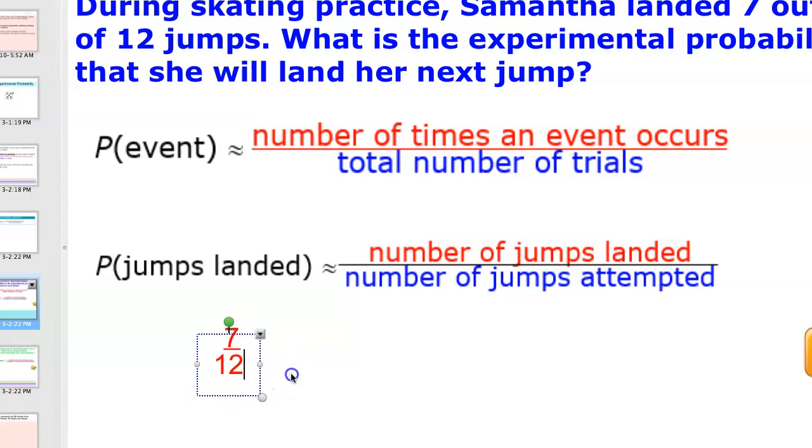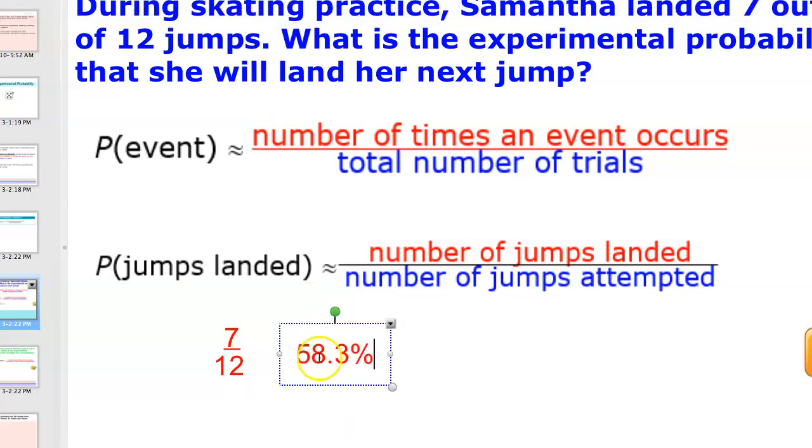All right, and this is the probability. You can leave probability as a fraction. We can also change that fraction to a percent. And to do that, we just do 7 divided by 12 and then times 100 because percentages are out of 100. And that's 58.3 repeating percent. Okay, so the probability of her landing her next jump is 58% based on her experiment.